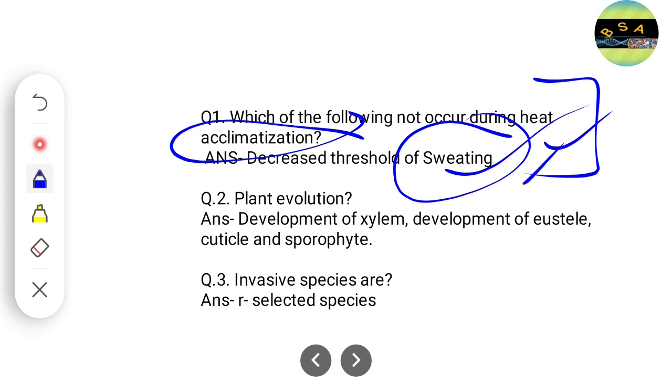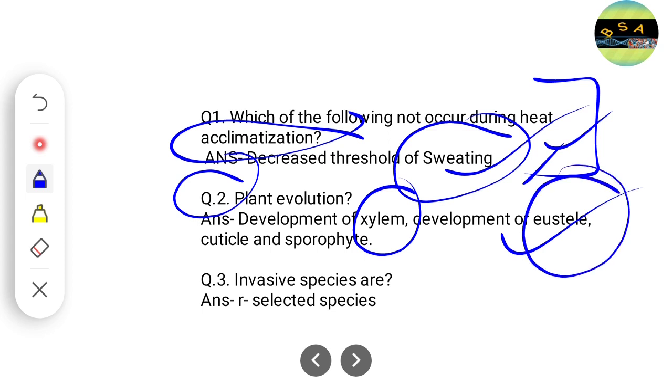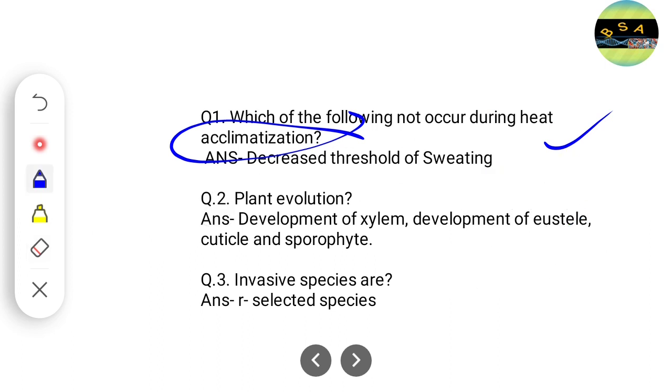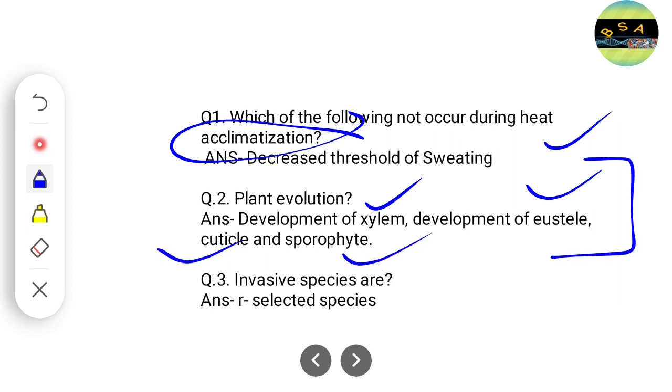Okay, now another question came from plant evolution. The answer should be that during plant evolution, first there should be the development of xylem. Then after xylem, phloem and all these things develop, right? Then the stele will be developed according to the option. The stele is the oldest one. So first xylem will develop, then stele, and then cuticle and sporophyte will develop. So this is the whole plant evolution. Maybe this will be there. And invasive species will be the r-selected species, as we discussed earlier.